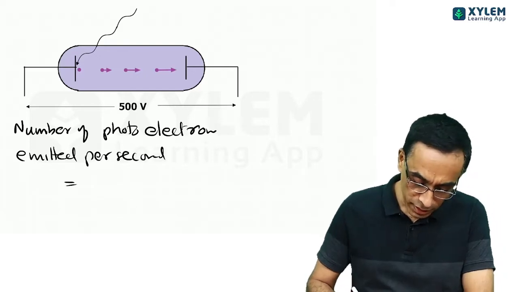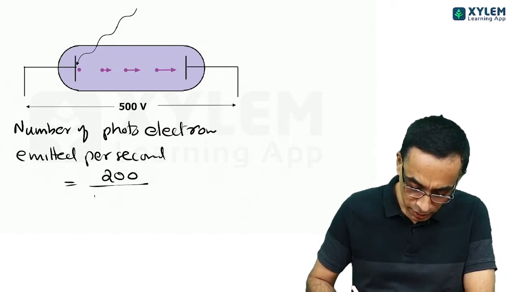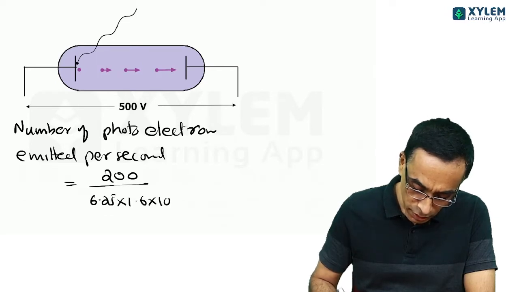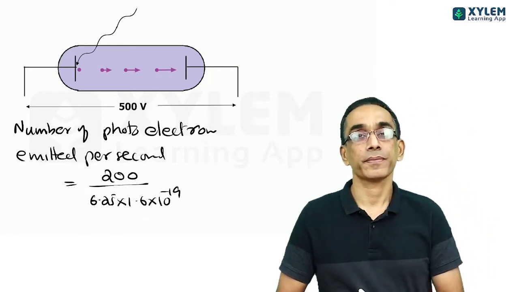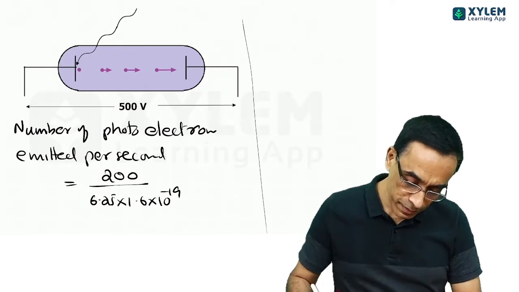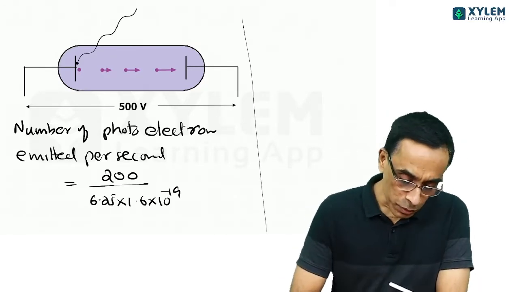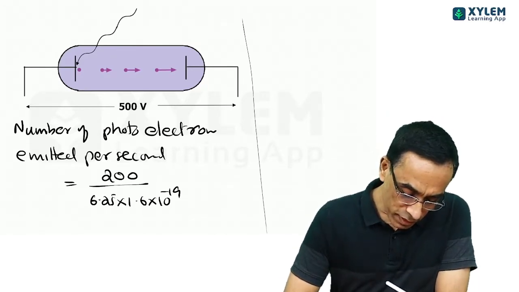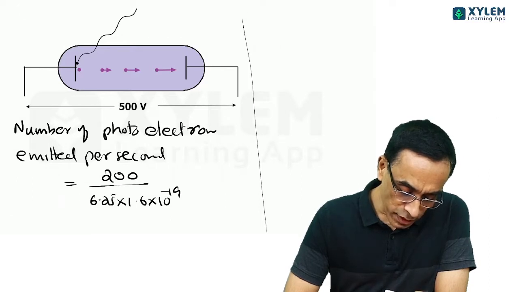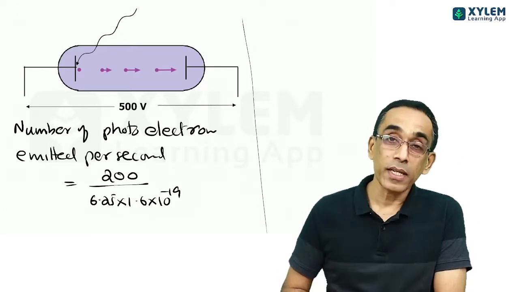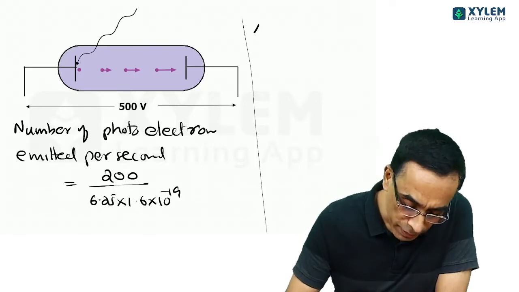What is the number emitted per second? That is 200 divided by 6.25 into 1.6 into 10 raised to minus 9. Okay. Now, what is the momentum of the photon on hitting the wall? How do we find the change in momentum?